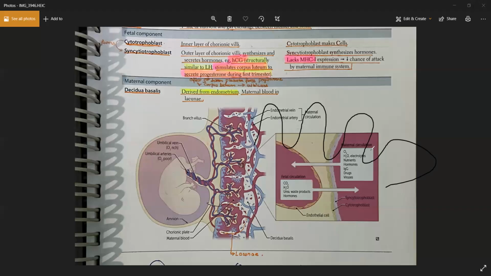Now, what is the significance of these villi? Does anyone know? Invasion. Any disease? Anything you know about these villi? Gestational trophoblastic disease. And related to this, placenta accreta, something like that. Any cancer?